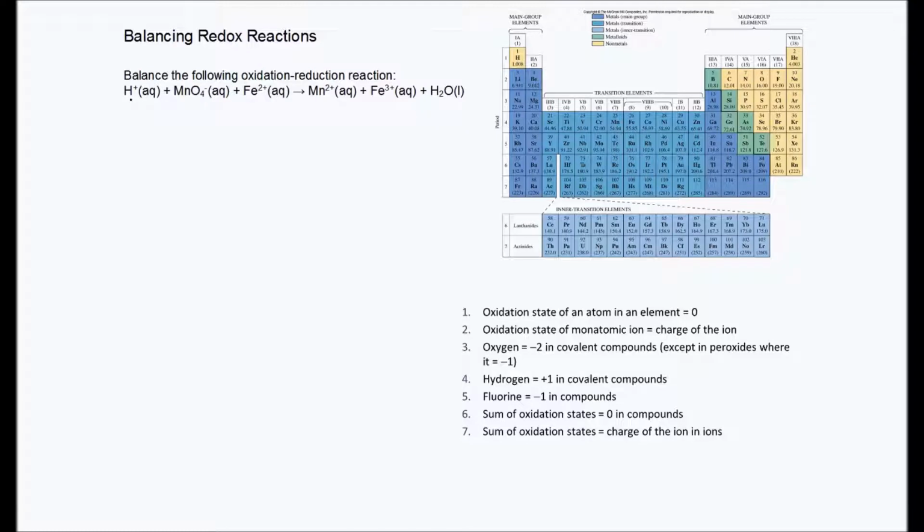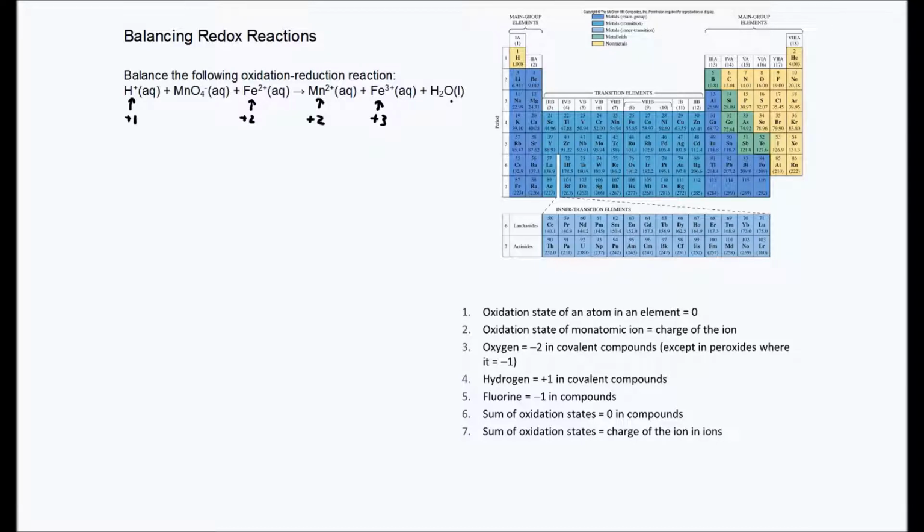Example 2 looks considerably more complicated, but in reality we can approach it in much the same way we have before. So, assigning oxidation states as we have. Monatomic ion, rule 2 applies, plus 1. Monatomic ion, rule 2 applies, that's plus 2. This one's plus 2 for rule 2. This one's plus 3 for rule 2.